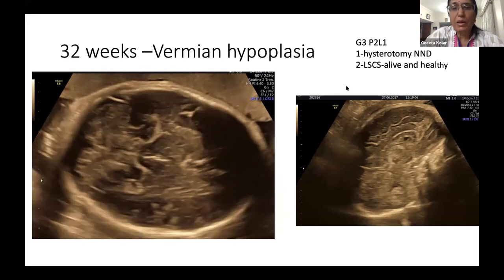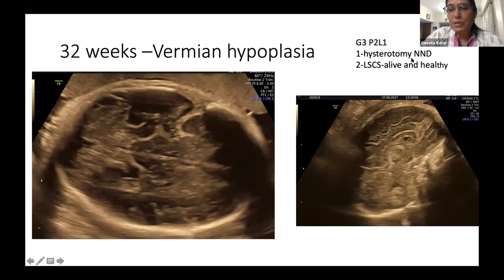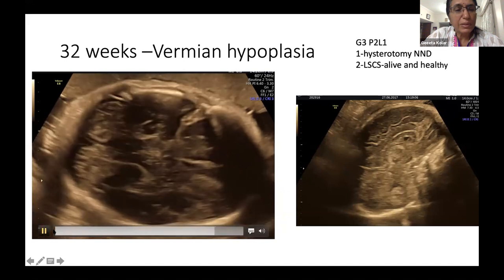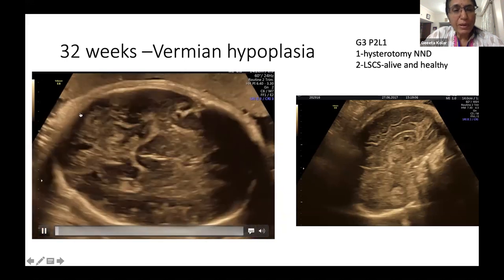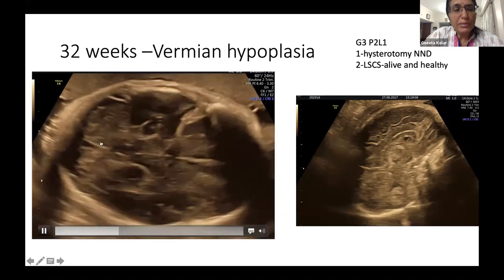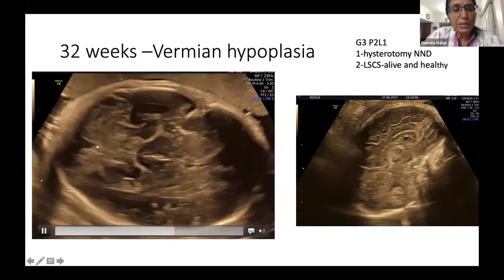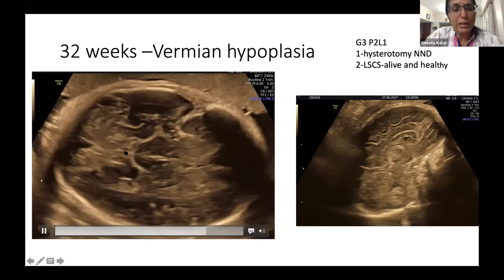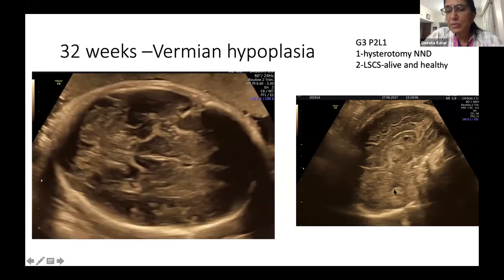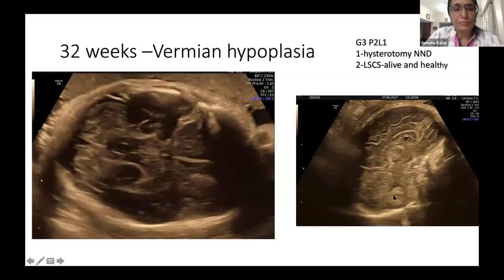This is another case now. We look at the abnormalities. She's a third gravida. The first was a neonatal death. The second, she came to us from Saudi at around 32 weeks. And what do we find? This is a transverse section of the fetal head, and you find that there is a big cleft. There is vermian hypoplasia. The cisterna magna is seen to be communicating with the fourth ventricle. The corpus callosum was intact. This is a mid-sagittal view. You find that the vermis is quite small.